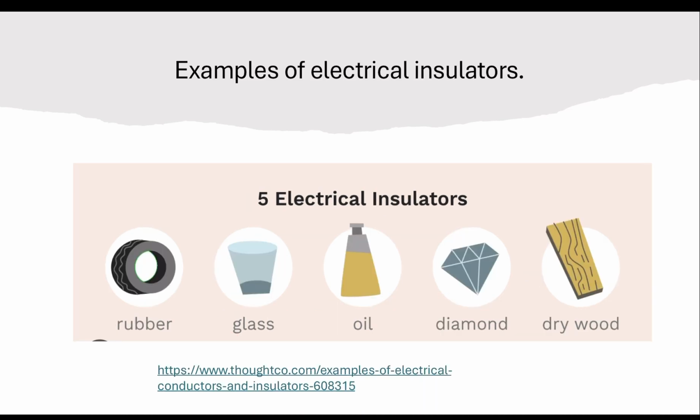Now, some examples of electrical insulators include rubber, glass, oil, diamond, and dry wood. And rubber or plastic is often around electrical cords to keep the electricity in.